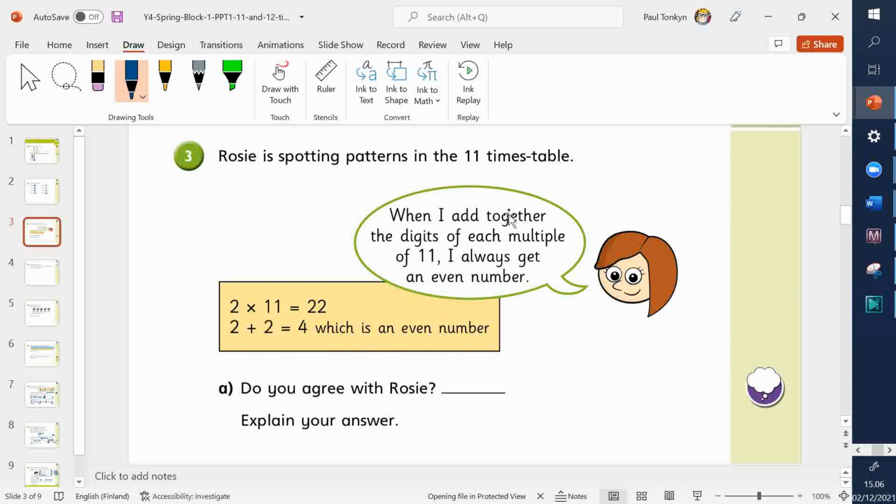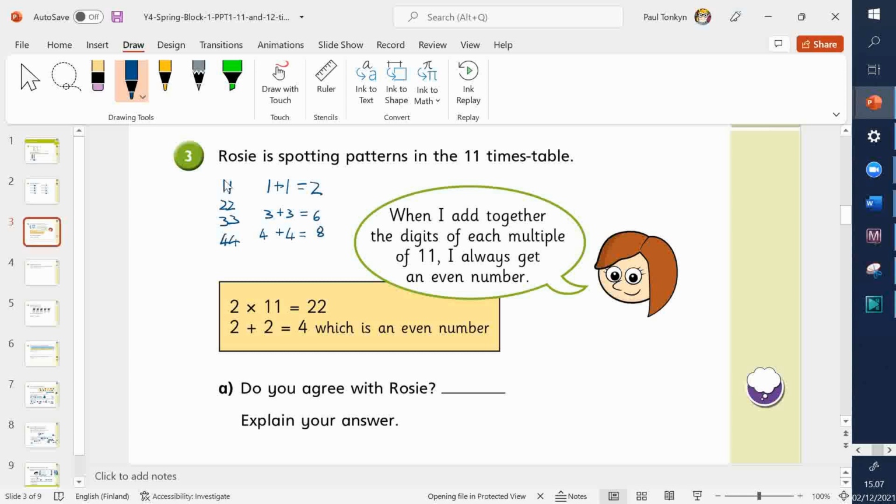So let's see. If you go through the 11 times table, you start with 11, and then Rosie's saying if you do 1 plus 1, which is from the 1s and the 10s in the 11, you get 2, which is an even number, and so on. She's done 22 here for you, and then 33 would be 3 plus 3, which equals 6, and 44, 4 plus 4 would be 8.